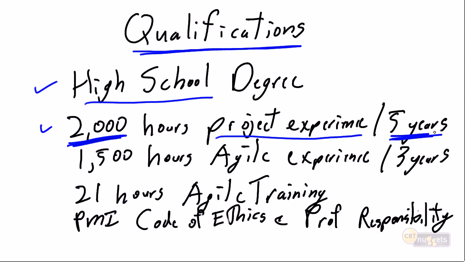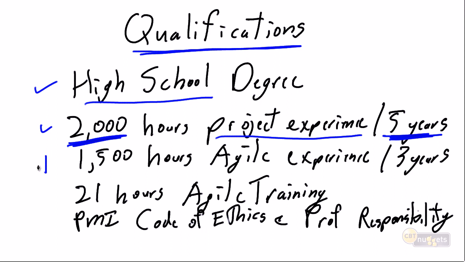So what is 2,000 hours? If you do the math, 2,000 hours breaks down into 250 days, or approximately 50 weeks, or give or take a year's worth of project delivery experience over a 5-year period. So again, the expectation is you've been around, you have some experience in the trenches, you've been there, you've done that. You're not brand new to the project delivery world.